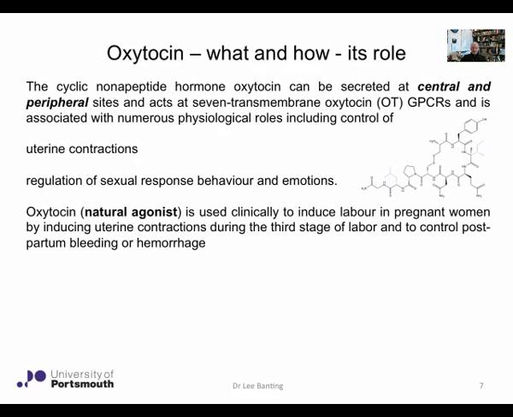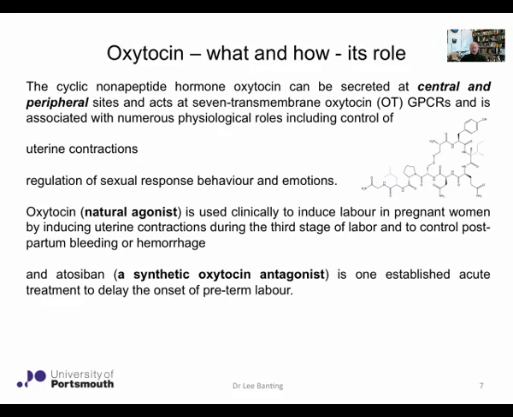Oxytocin is a natural agonist, and this compound is used clinically to induce labour in pregnant women by inducing uterine contractions, during the 3rd stage of labour, and also to control postpartum bleeding or hemorrhage if that happens to occur. So you can see that muscle contractions, but also controlling blood flow, are quite interesting properties of oxytocin.